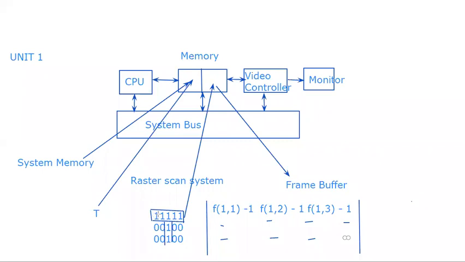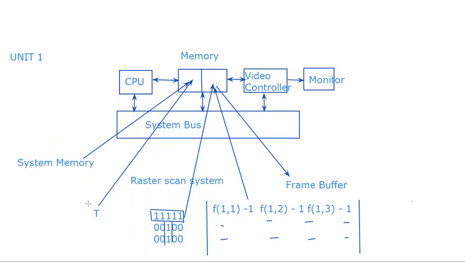If it is 1 1 position, the value is 1. In 1 2 position, the value is 1. In 1 3 position, the value is 1. In 1 4 position, the value is 1. In 1 5 position, also the value is 1. Similarly, in 2 1 position, the value is 0. 2 2 position, it is 0. 2 3 position, it is 1, and so on. So we can create this matrix. So this matrix will also be stored in the frame buffer.